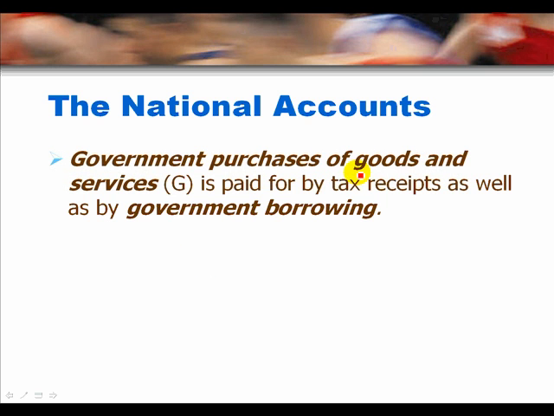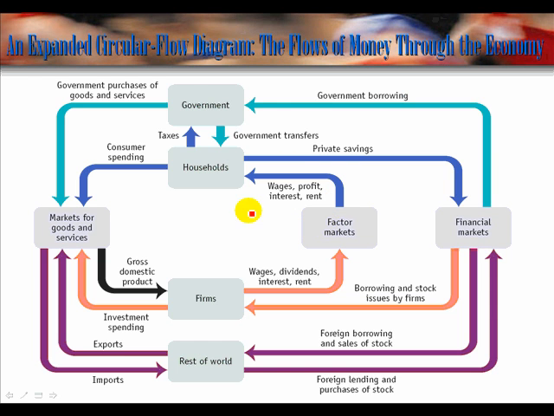Government purchases of goods and services is paid for by tax receipt as well as by government borrowing. Remember that rule. What comes out of the box must equal how much goes into it. So here's the government. They go out also. They spend. They buy goods and services, the markets for goods and services. They do that by collecting taxes from the household or borrowing the money from the financial markets.